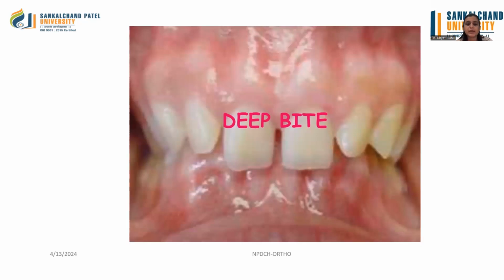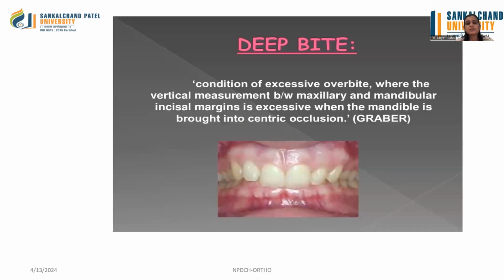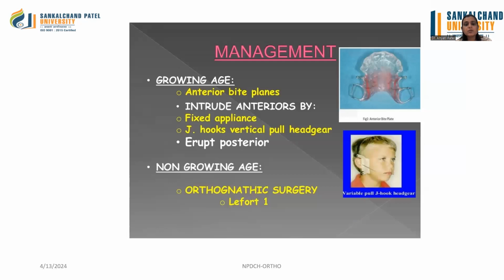Now comes the deep bite. Deep bite is a condition of excessive overbite, where the vertical measurement between the maxillary and mandibular incisor margins is excessive when the mandible is brought to centric occlusion. You can see in the figure, the maxillary incisors totally cover the mandibular ones, and there is a traumatic bite also. So if the patient comes in the growing age with a deep bite, we can use the anterior bite plate.